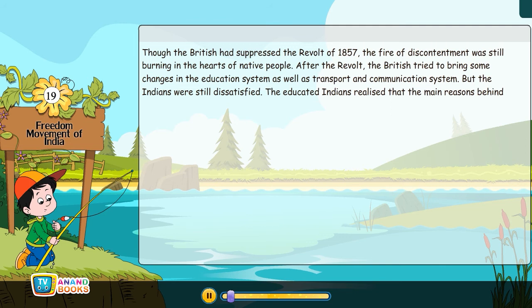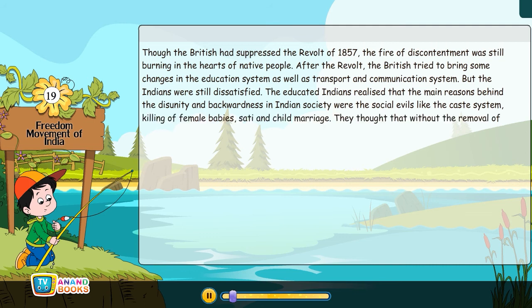The educated Indians realized that the main reasons behind the disunity and backwardness in Indian society were the social evils like the caste system, killing of female babies, sati, and child marriage. They thought that without the removal of these social evils, the state and fate of India could not be changed.